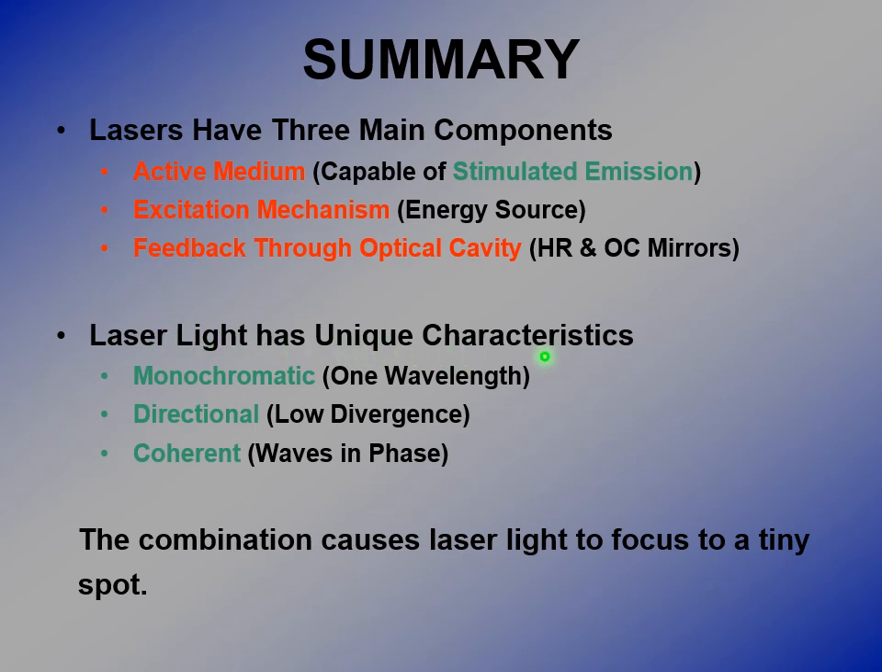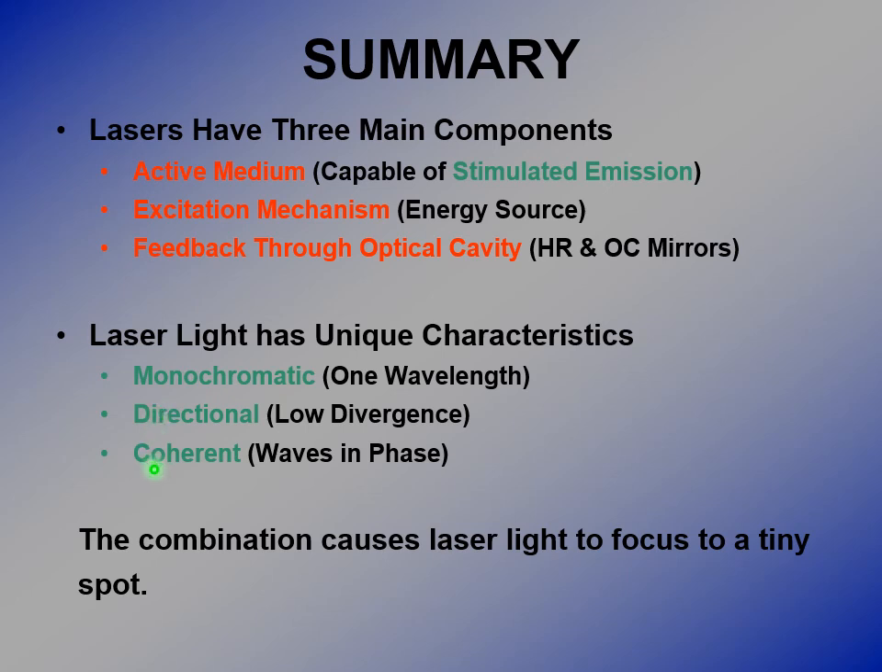Laser light has unique characteristics. It's monochromatic, meaning one wavelength. Now, we'll find out that lasers actually can produce multiple wavelengths at the same time, but compared to ordinary light, this output is a very narrow spectrum. Laser light is highly directional. We really like this characteristic of the laser because it allows us to deliver energy to where we want to do our work very efficiently.